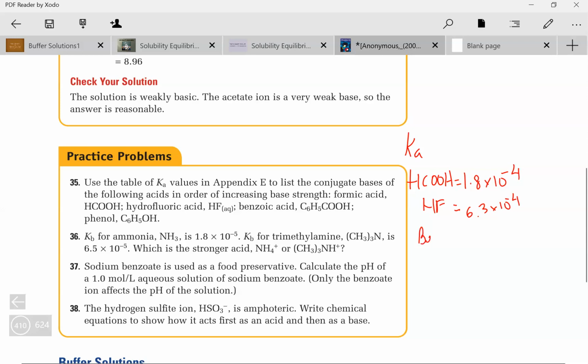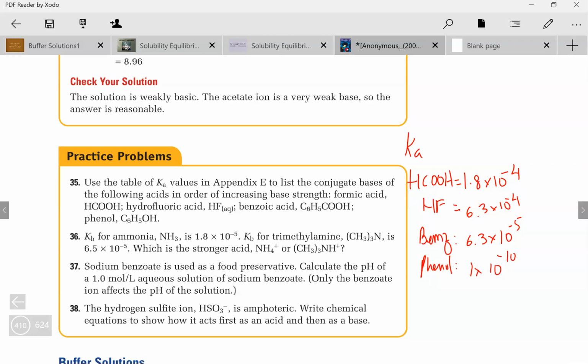Benzoic acid, that is 6.3 times 10 to the power negative 5. Interesting. And phenol, I can't even find phenol. Oh, it's right up there. 1 times 10 to the power of negative 10.